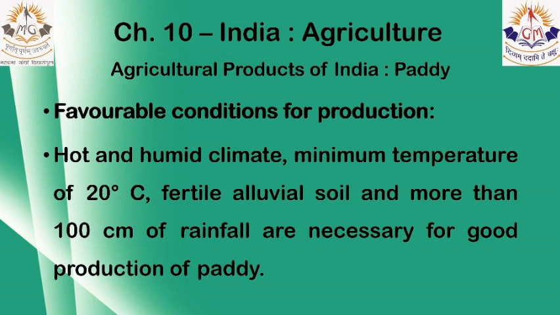Minimum temperature is also given. That means 20 degrees centigrade is the minimum requirement of paddy crop. That means if the temperature is below 20 degrees centigrade, then at that place paddy cannot grow. That means paddy cannot be grown in areas where snow falls. In cold climate, it cannot grow. And more than 100 centimeters of rainfall are necessary for good production of paddy.